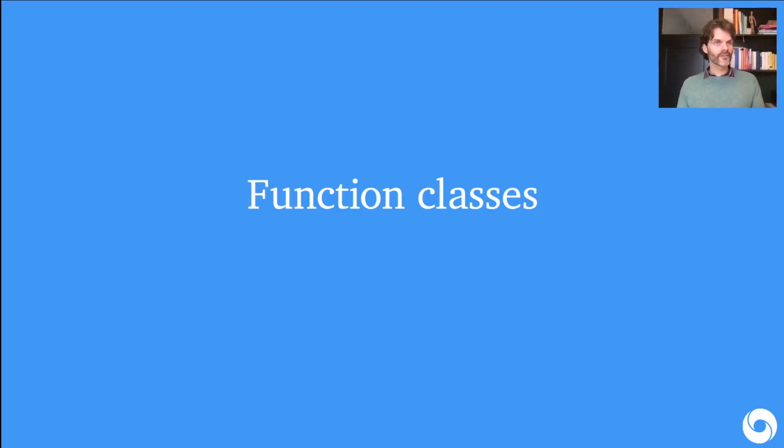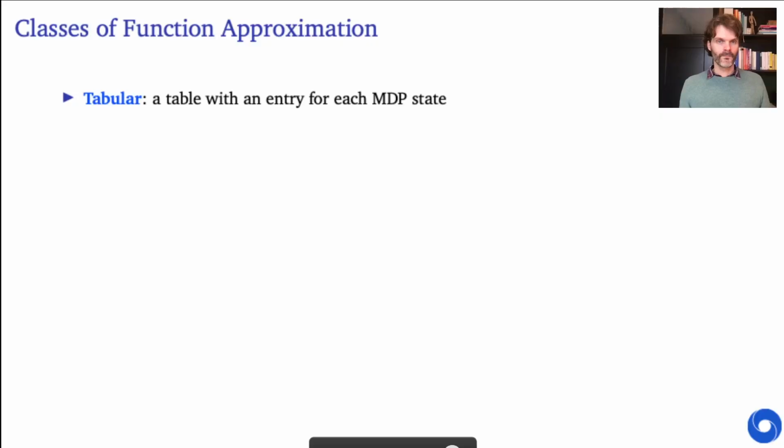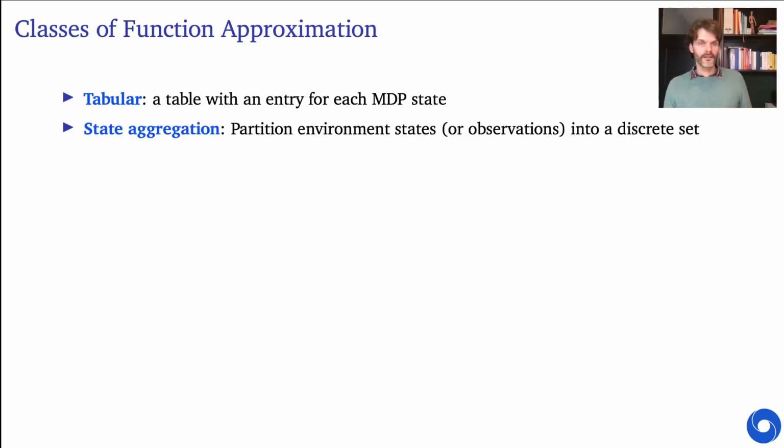Okay, now we're going to talk about a couple of different function classes in a little bit more detail, just to talk about the differences between them. So we started by talking about the tabular case, where we just have a table. So our function class here is tabular. And then one step up from that would be state aggregation.